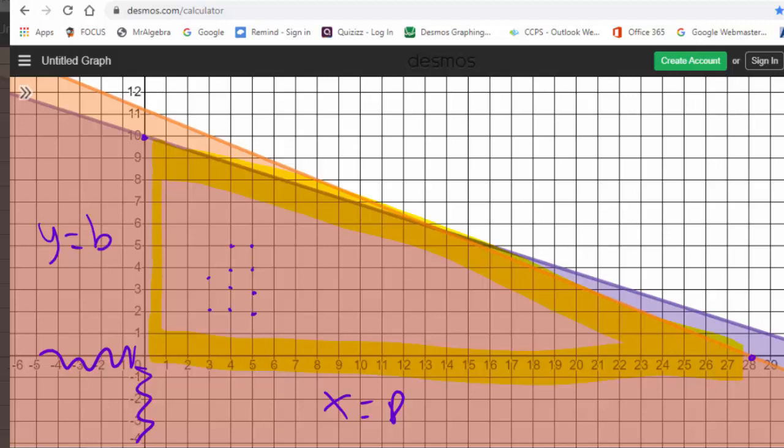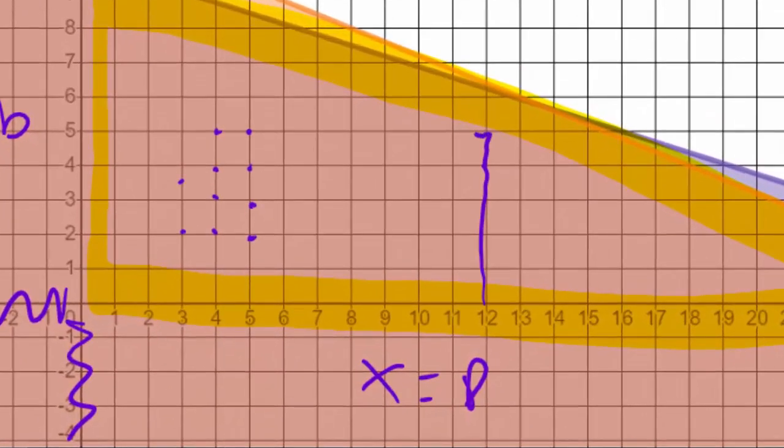So any solution in there works. Let's say I choose 12 and I could make up to 5 here. So I could choose 12 pillows and 5 blankets in the same amount of fabric or the same amount of time, either one, because this covers both of those scenarios.